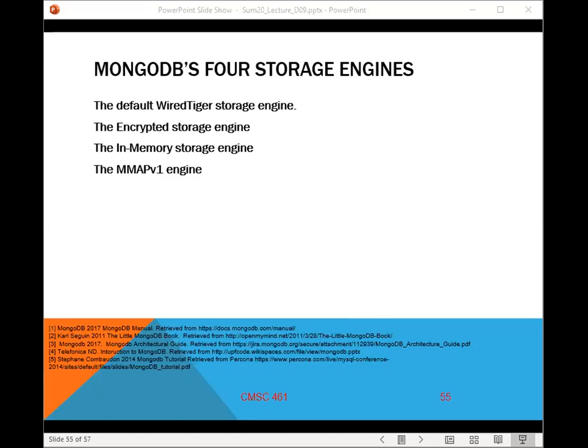The last storage engine is MMAPv1. This is the original storage engine that was used in pre-3.4 MongoDB releases. That was the original one. That was the one you got. And then with 3.4, they added this Wired Tiger. And then, of course, if you're a paying customer, you got the other ones.